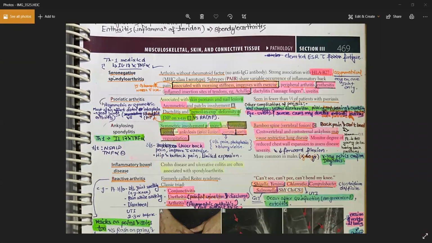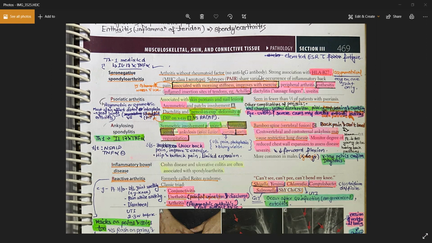Okay, so the seronegative spondyloarthritis. These are arthritides without the rheumatoid factor, which is generally seen in rheumatoid arthritis. So they have a similar presentation to rheumatoid arthritis, but they have a negative rheumatoid factor, which means no anti-IgG antibodies, and these anti-IgG antibodies are of IgM type, right?